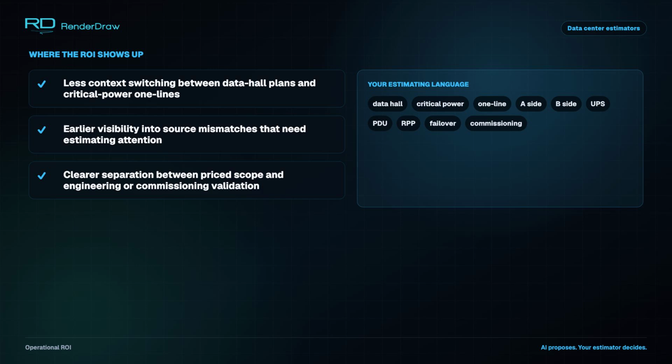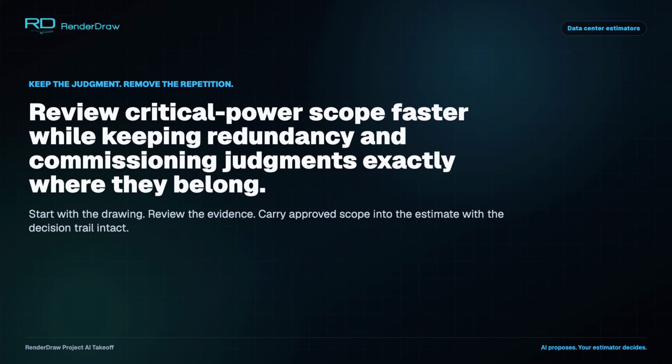That makes bid leveling more precise because a supplier quote cannot quietly stand in for field distribution, controls, installation, testing, or commissioning scope. The system proposes. Your estimator approves, corrects, or rejects. The source evidence stays visible, and high-stakes data center conclusions remain with the qualified people and testing that can actually support them.